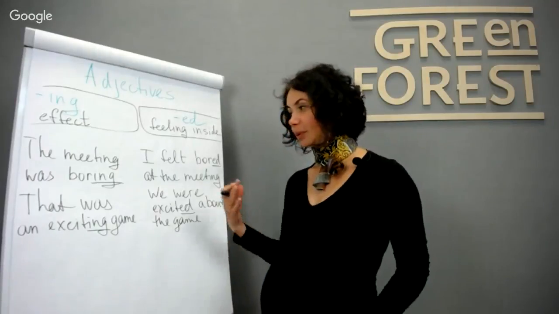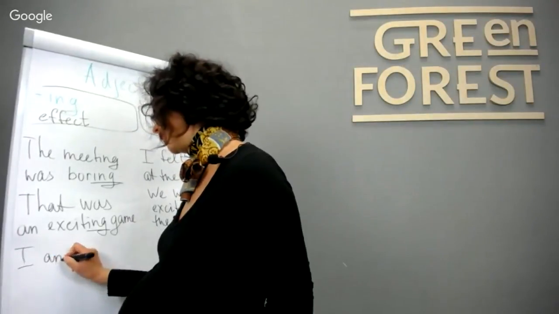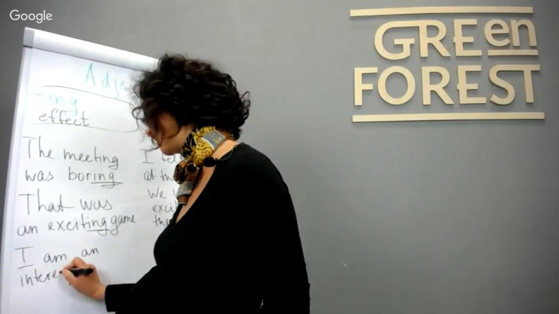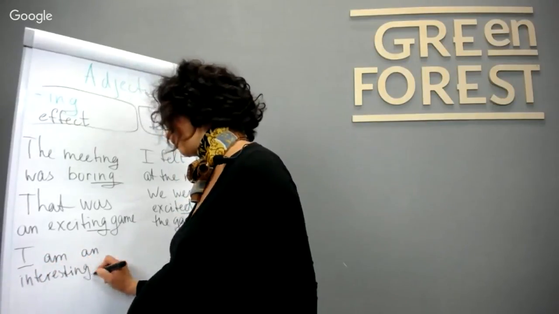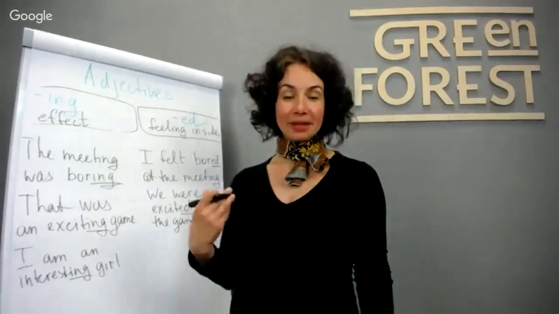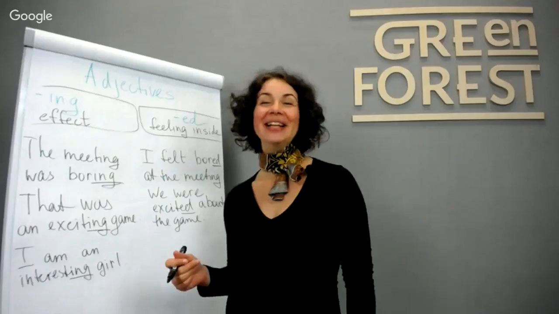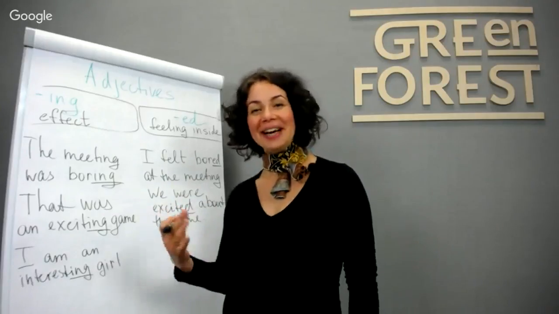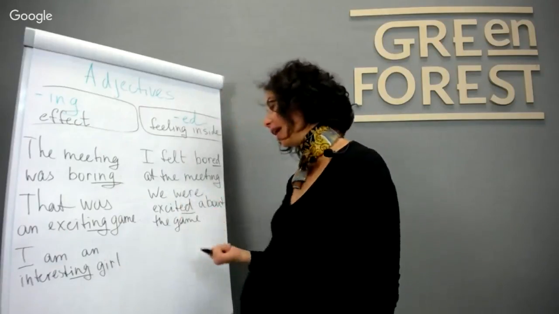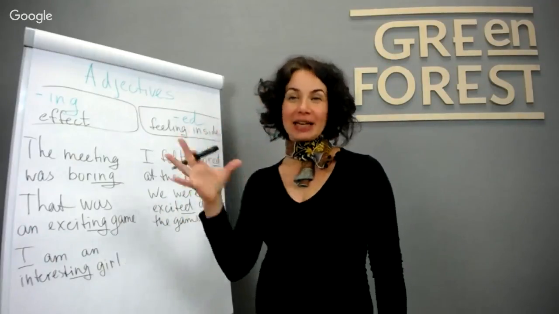The most common example is the word interesting. For example, I can say, I am an interesting girl. It's not that I have interest in something, but it's the effect that I create on other people. Of course I'm joking. So I'm an interesting girl. They think that I'm interesting. In this case, these are not my feelings. I just describe the person.